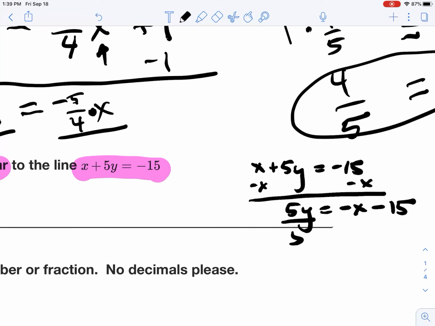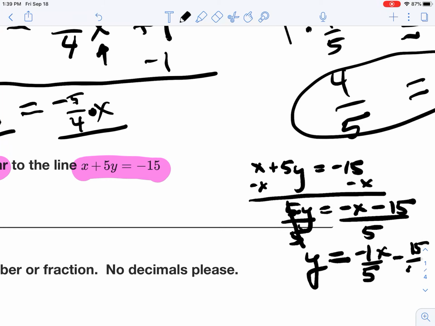I divide both sides because I want to get rid of this coefficient in front of the y. Divide both sides by 5. Life is good. 5 divided by 5 is 1, so I just end up with y. And it's a negative 1x over 5. And then this minus 15 is also over 5. So what I end up with is y equals negative 1/5 x minus 3. Okay, now that's not the answer we were looking for.